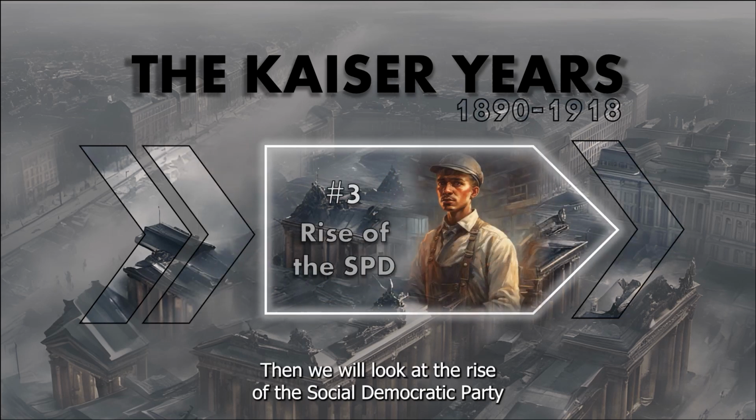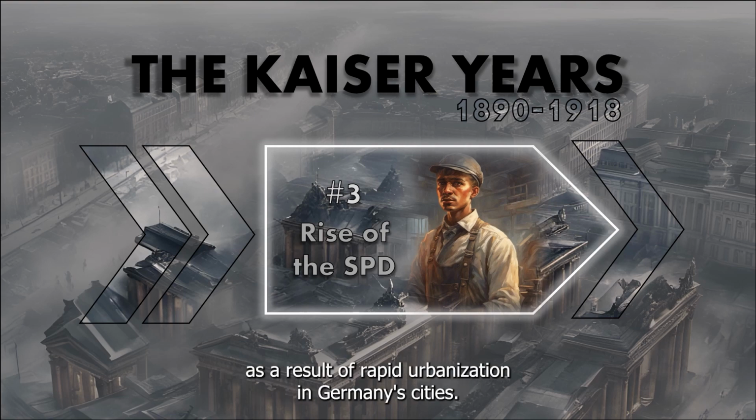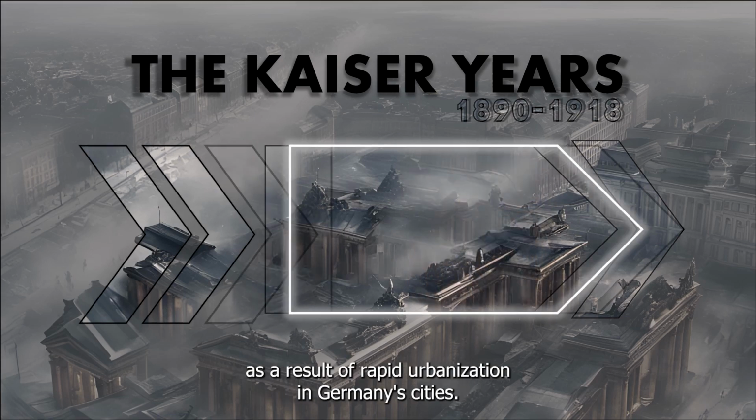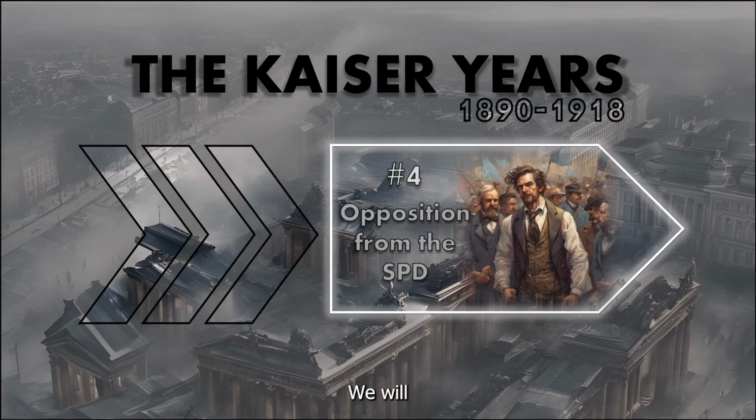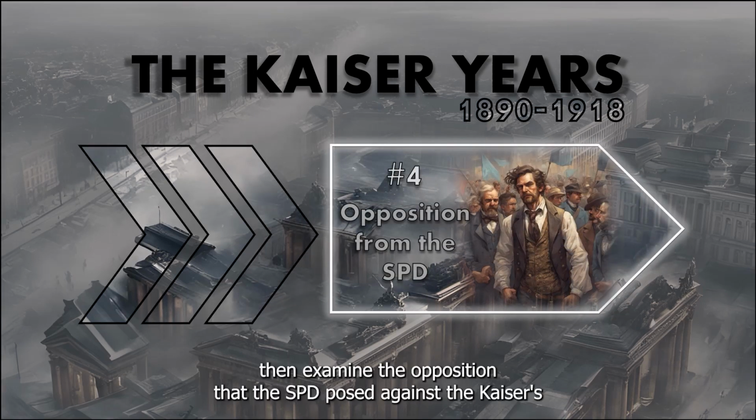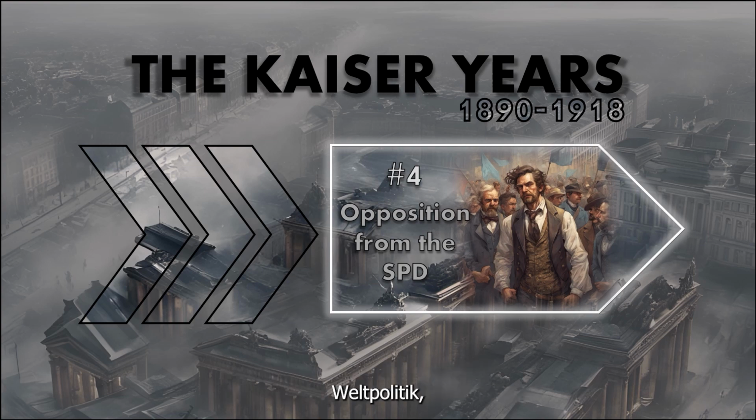We will then link this to the naval race between Germany and Britain. Then we will look at the rise of the Social Democratic Party as a result of rapid urbanization in Germany's cities. We will then examine the opposition that the SPD posed against the Kaiser's Weltpolitik.